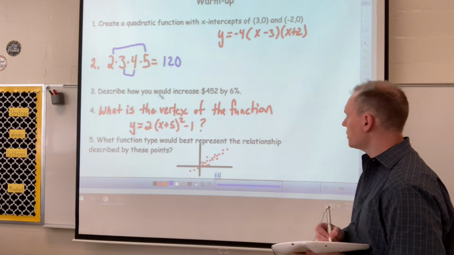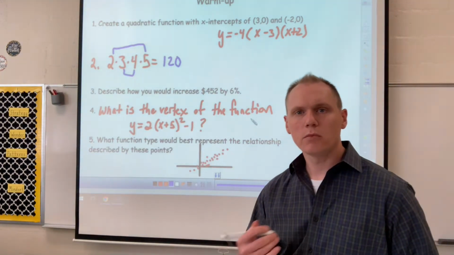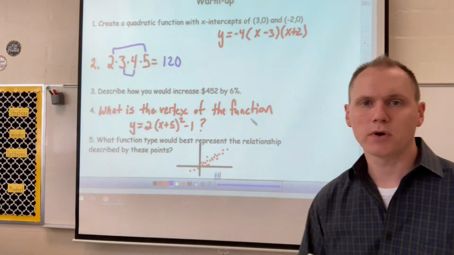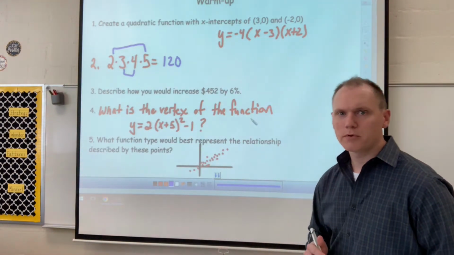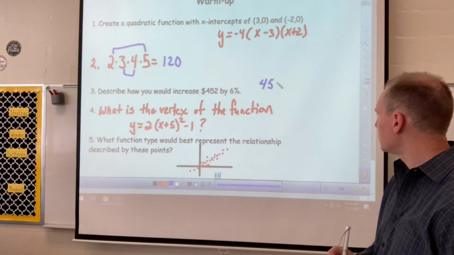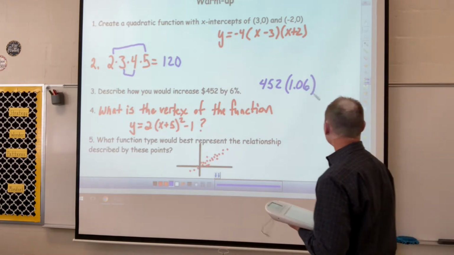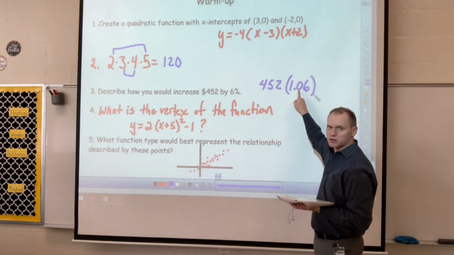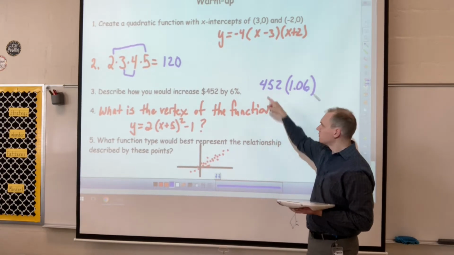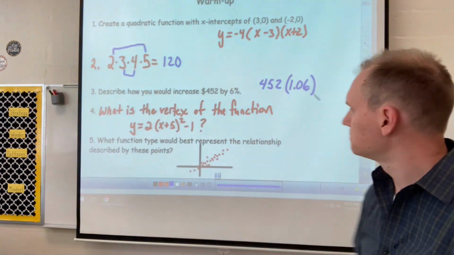Number 3, describe how you would increase 452 by 6%. There are multiple ways to do this, but the easiest way, with the fewest operations, is to multiply 452 times 1.06. So that's 106%, an increase of 6% of 452. And so you can figure out that new value there.